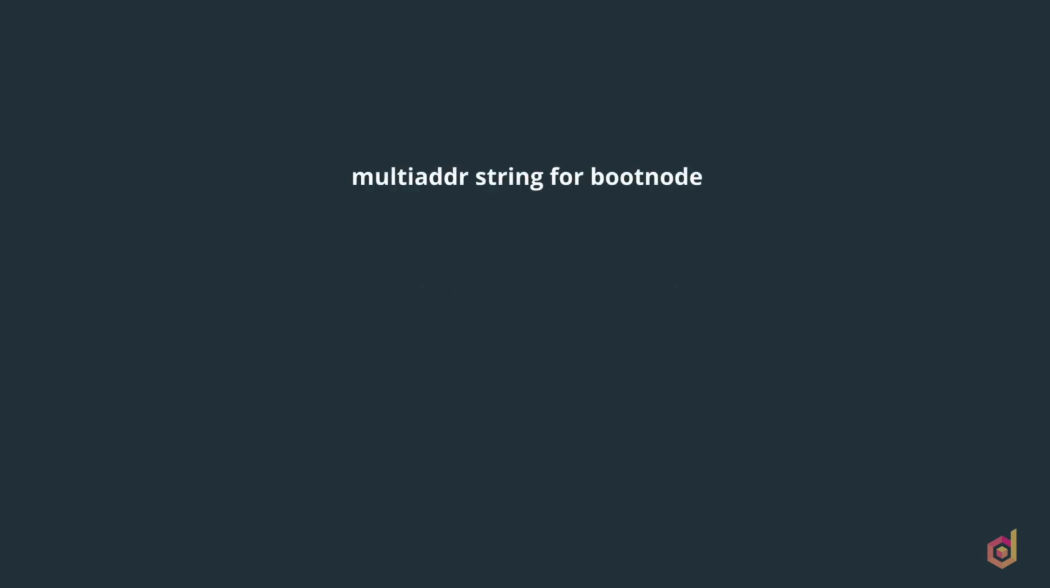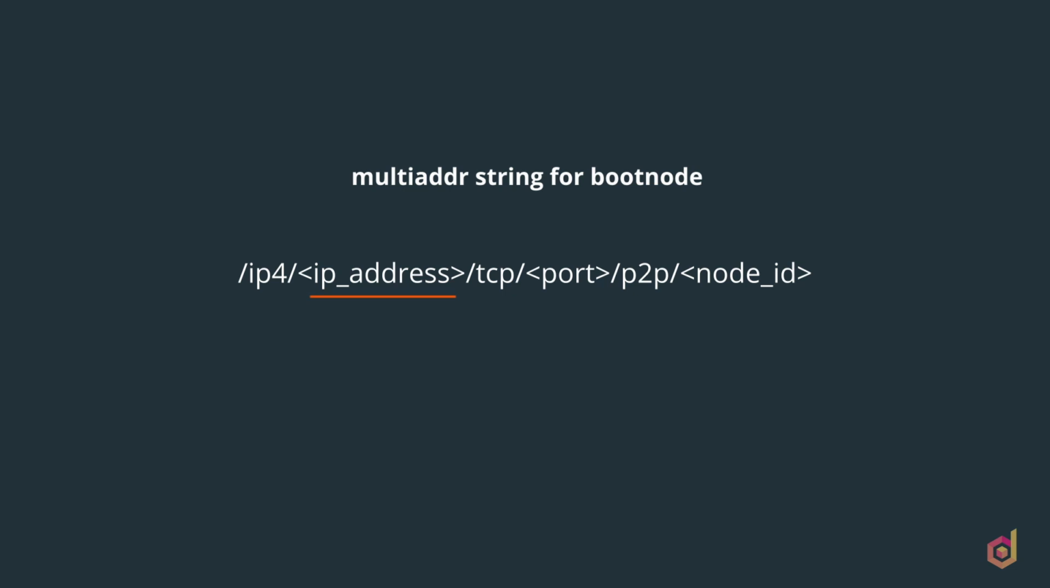Now let's prepare the multi-address string for the boot node. We have already discussed what the boot node is and where it is used. The multi-address format for a node is defined as this. It starts with defining the Internet Protocol type, which is IP4. Then the IP address of the system, which is localhost or 127.0.0.1 in our case, since we are setting up the network on our local system. Then the communication protocol type, which is TCP, followed by the port, which is 10001 in case of node 1. And then lastly the node ID of node 1, which is obtained while initializing the data directory.